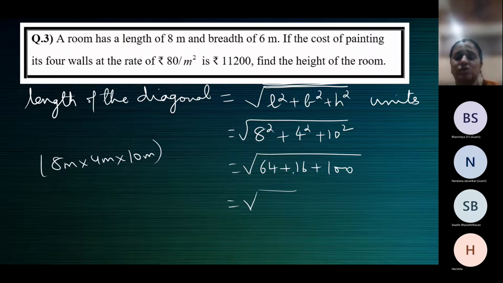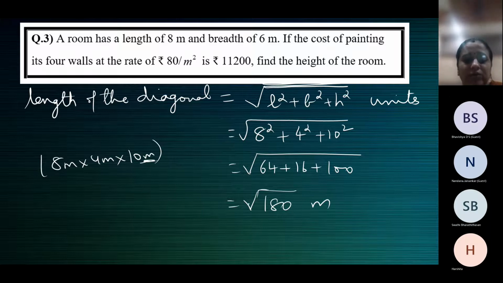Next, square root of, you should add everything. 64 and 16, 80, plus 100, 180. So 180 meters, because it's meters here. Root of 180 meters. Now you need to also know how to write this in a different way, which is called a mixed surd. You'll learn more about it next year.